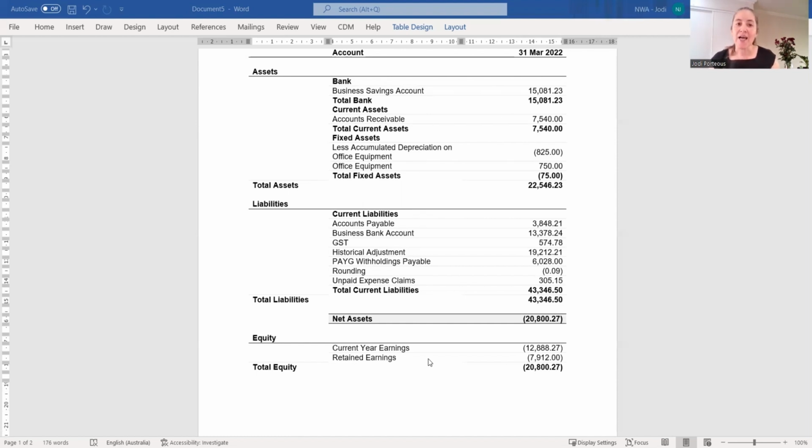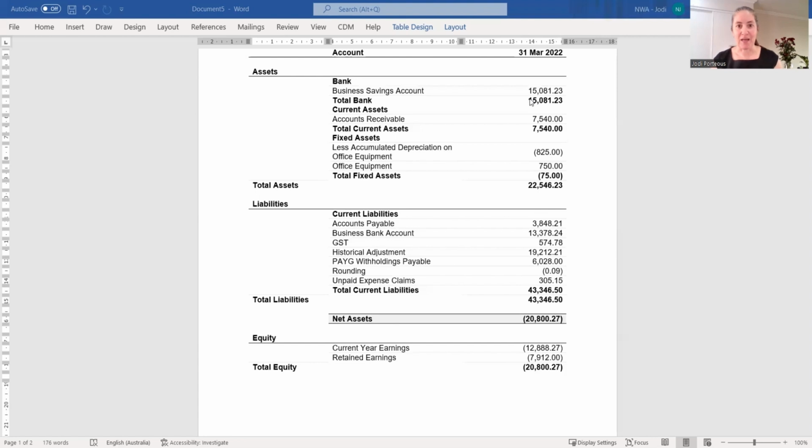So the last thing that I want to show you or tell you in the balance sheet is that some of these numbers are correct, and they will be correct every single time. So things like your bank account. Your bank account balance on the 31st of March, if everything's in and reconciled, then this is your bank statement balance. If it's not matching what your bank statement says, then you need to go back and figure out why.